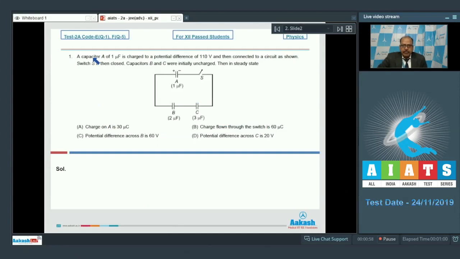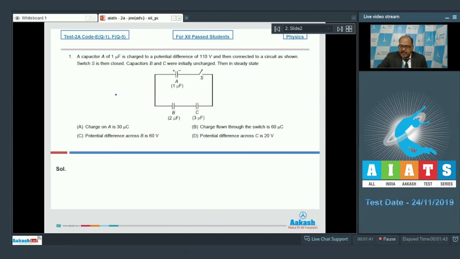Question 1 says, a capacitor A of 1 microfarad is charged to a potential difference of 110 volt and then connected to a circuit as shown. Switch S is then closed. Capacitor B and C were initially uncharged, then in steady state. Option A says charge on A is 30 microcoulomb. Option B says charge flown through the switch is 60 microcoulomb. Option C says potential difference across B is 60 volt. And option D says potential difference across C is 20 volt.